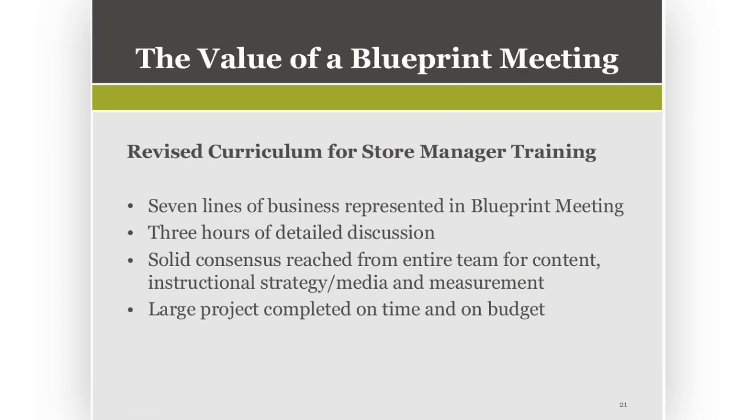So here's the case study from that Krispy Kreme project. We had 7 lines of business represented in the blueprint meeting. It was a good solid 3 hours of discussion, some of it fairly serious discussion, but it was all good. We finally reached consensus from the entire team, and we completed that project. The most important thing was it was on time, and from our perspective, it actually came in a little bit under budget, so it was a big surprise for us that we were able to do that.